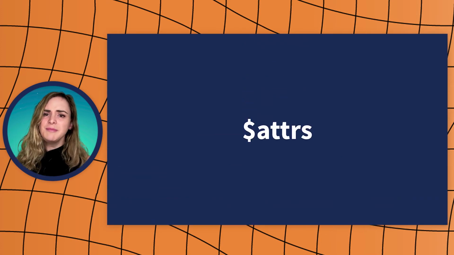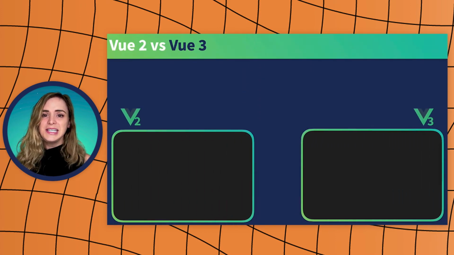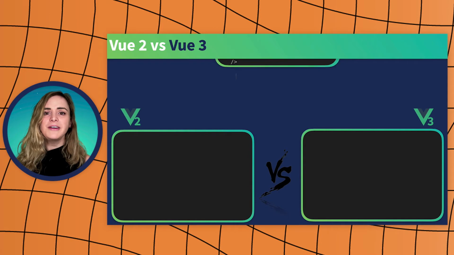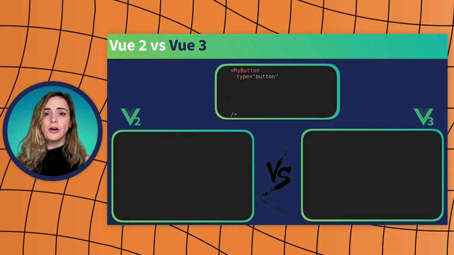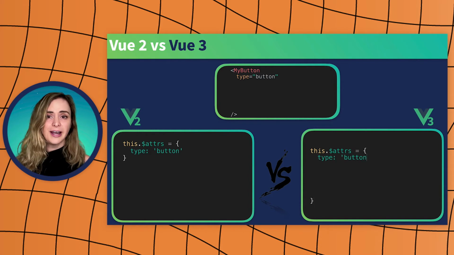Okay, let's move on from v-model now and talk about another big change, $attrs. In Vue 2, $attrs is a property of a component's data that includes all of the attributes that the parent passes into a component, with the exception of class and style. In Vue 3, attributes such as the type of a button can still be found in the $attrs object.